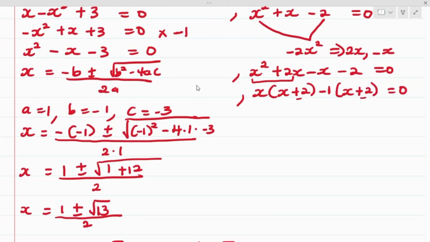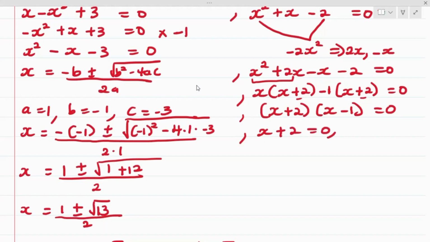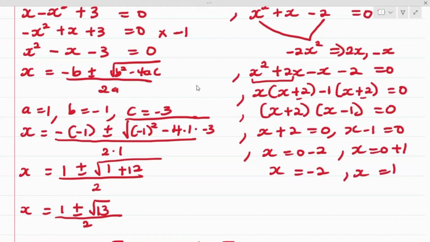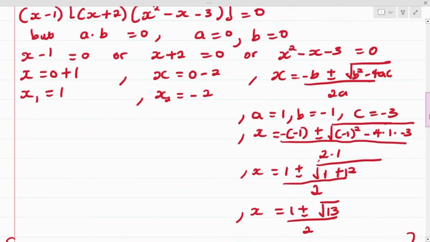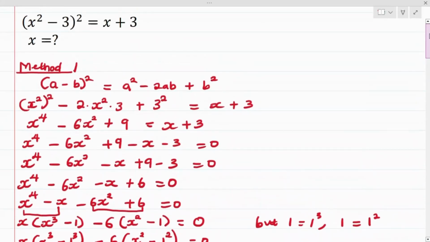Since x plus 2 is common, we have x plus 2 multiplied by x minus 1 equals 0. So x plus 2 equals 0, x minus 1 equals 0. So x is equal to minus 2, and x is equal to 1. So we have all the values of x right here: the first value, the second value, also the third value, and the fourth value of x. So this is how you can solve this nice algebra math problem. With this, guys, I'm going to see you in the next video.